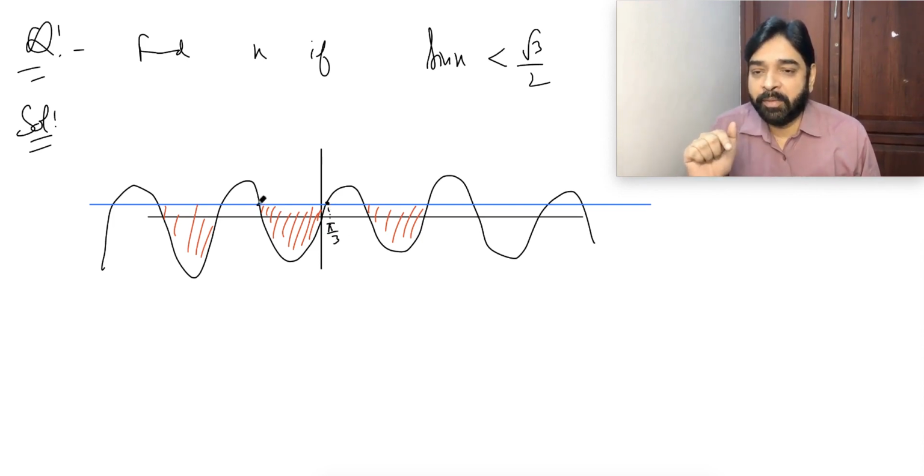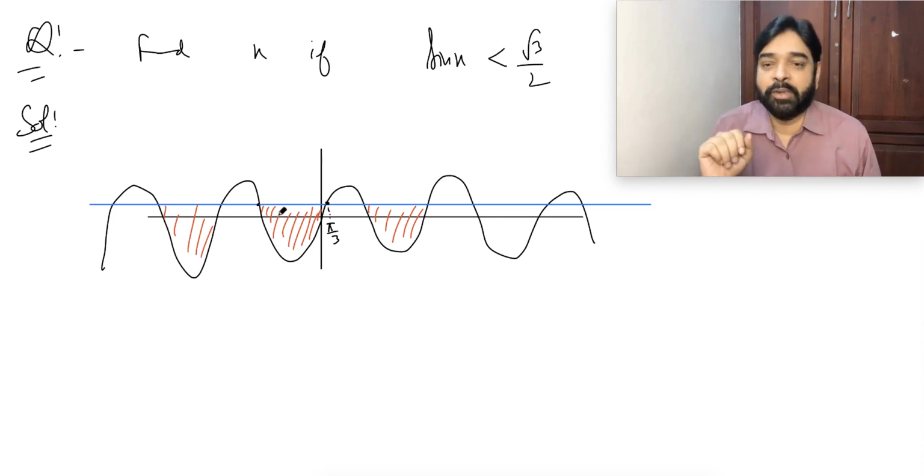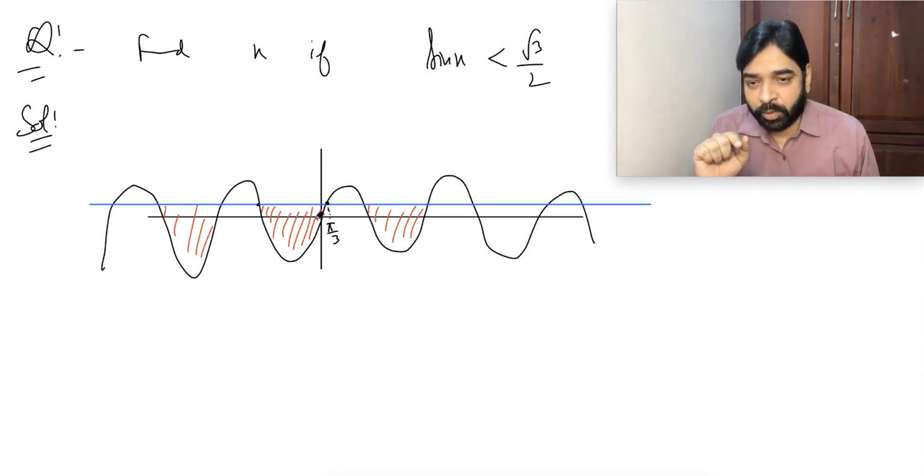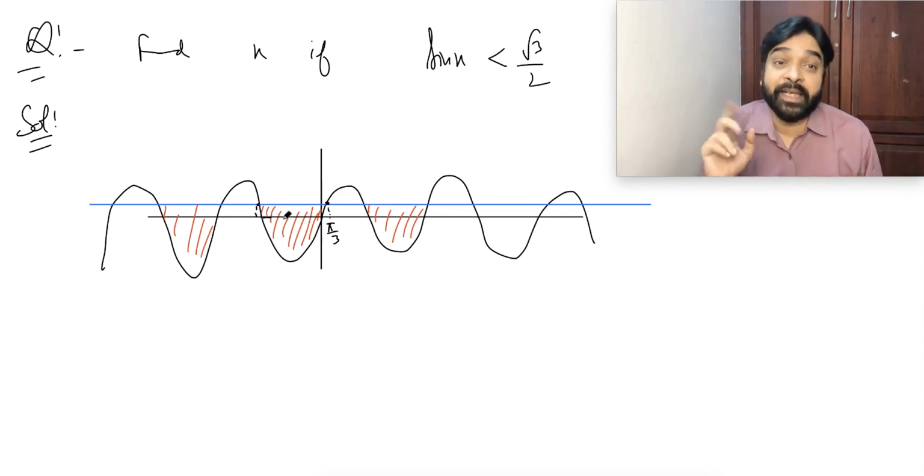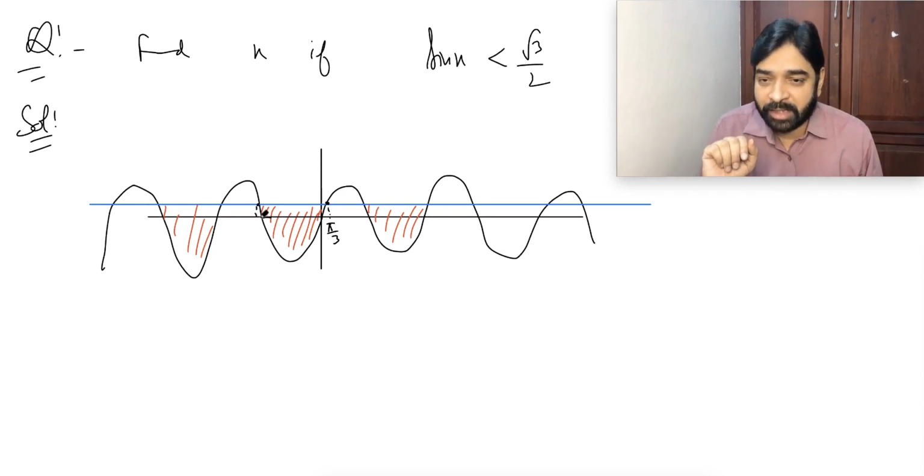And what will this point be? A little bit of common sense you have to apply. This total length is pi, from here to here. And from here to here, what is the length? It is the same length as here, because this is a symmetric graph. Are you able to understand? So this length is also pi by 3. So from here to here, the length is pi plus pi by 3.